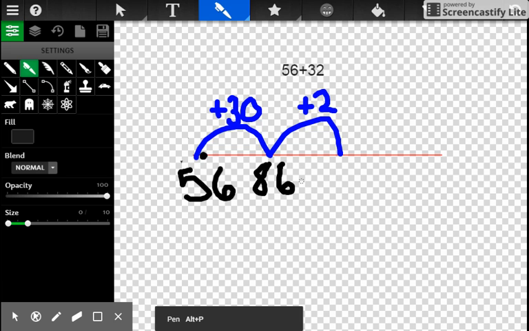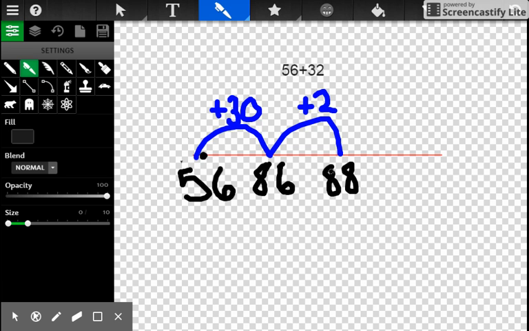And 86 plus 2, again, we can look at our ones spots. We've got 6 ones, we've got 2 ones, that's 8 ones. And I've done nothing to my 8 tens, so I still have those. Altogether, my answer is 88. So that's basically how the number line works.